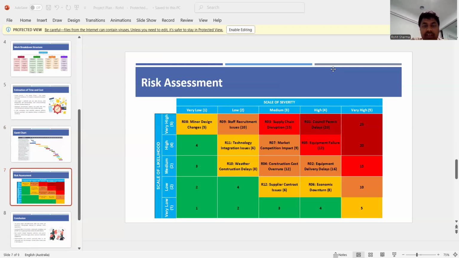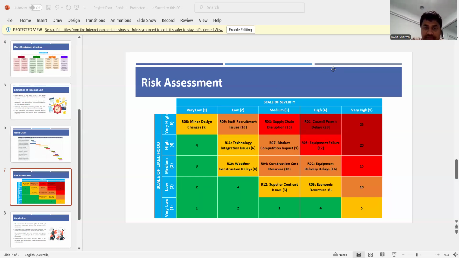And then the risk assessment. This chart represents the risks on a scale of severity and a scale of likelihood. We divided risk into very low, low, medium, high, and very high. So for very low, we can see these things.